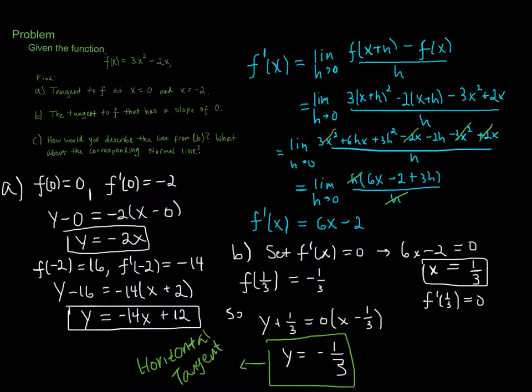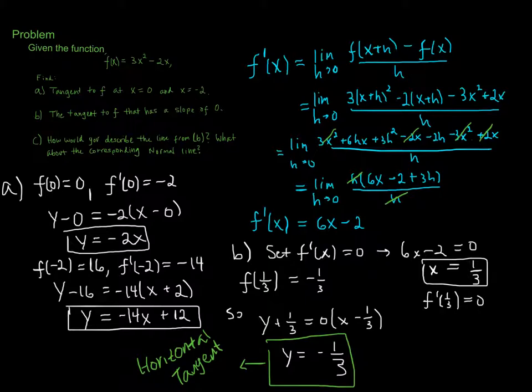Okay, well, if the tangent is horizontal, then how would you describe the corresponding normal line? So notice that I've just described the tangent line as a horizontal line. And the normal line is the line that's perpendicular to that. And what's perpendicular to something that's horizontal is going to be something that is vertical. And so a vertical line in this case is going to go straight through an x value and always have that same x value. Well, it goes through the point 1/3, negative 1/3, and so the x value that it's always going to have is 1/3.